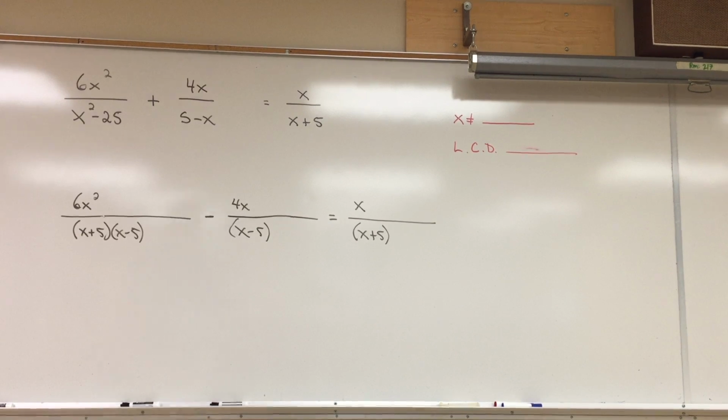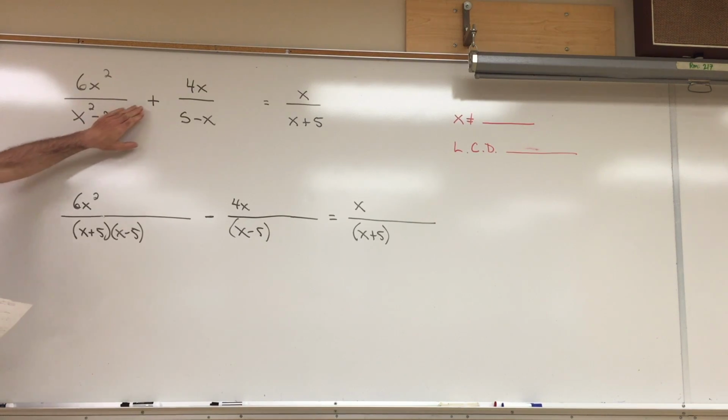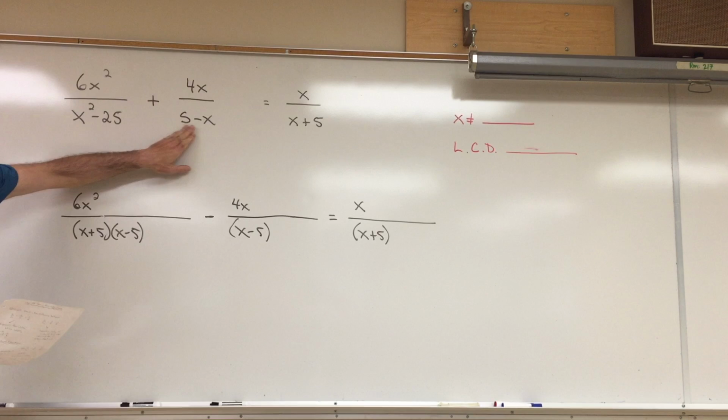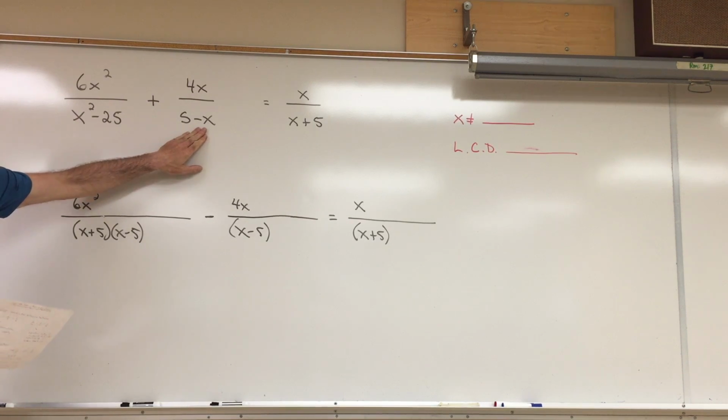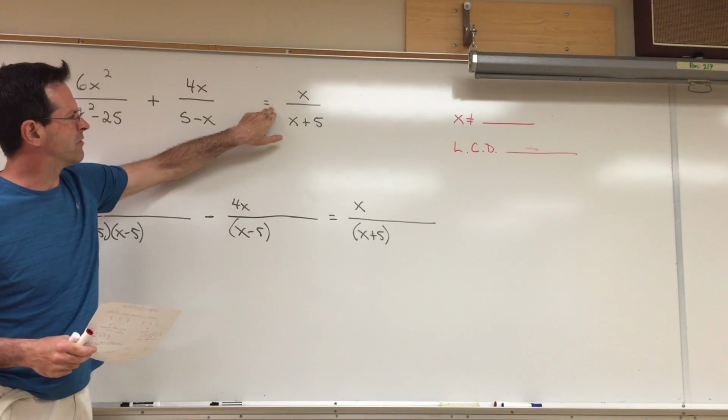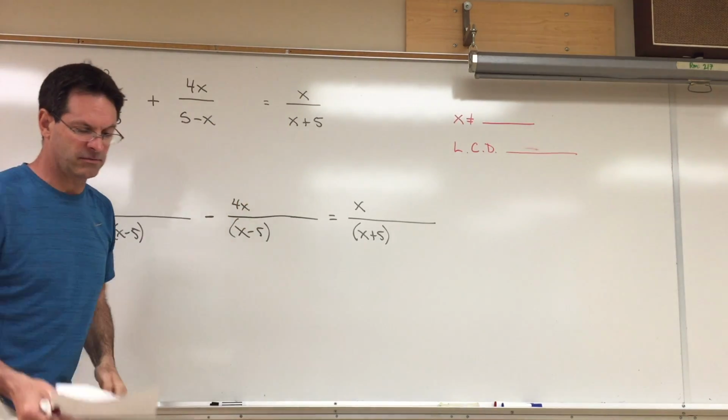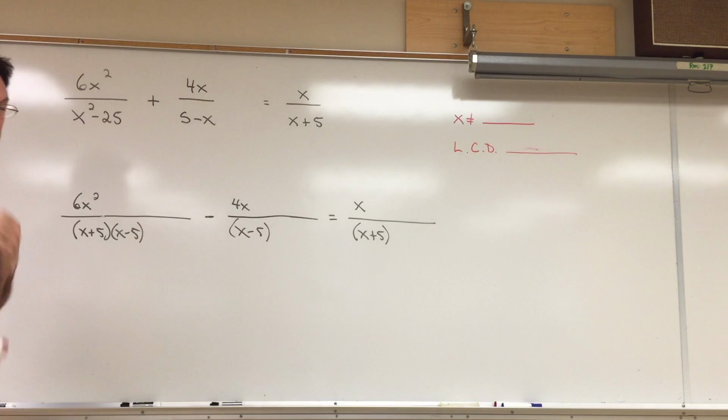Okay, this one's a pretty big one here. 6x squared over x squared minus 25, difference of squares, plus 4x over 5 minus x. This one looks like it's written backwards, with the x term being negative, equals x over x plus 5. You can put it on pause and see if you can work through this, and then come back to it.